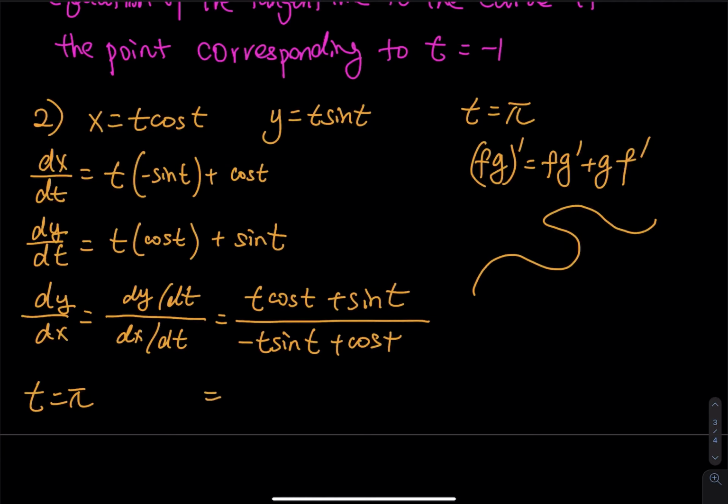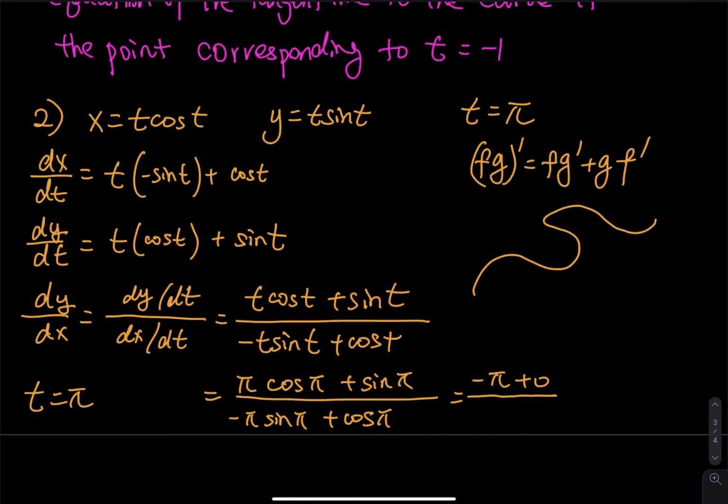So we have pi cosine pi, plus sine of pi, divided by negative pi sine of pi, plus cosine of pi. Cosine of pi is equal to -1, so we have a negative pi. Sine of pi is equal to 0, and sine of pi is 0. Cosine pi is -1, right? So we have a plus -1, which is -1. So overall, pi is my slope at a point. At what point? I don't have any points in there.